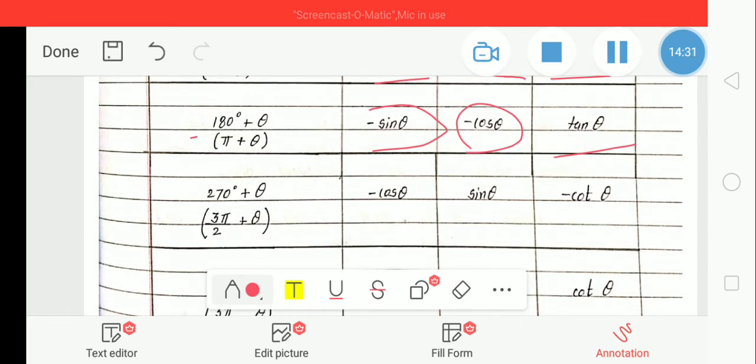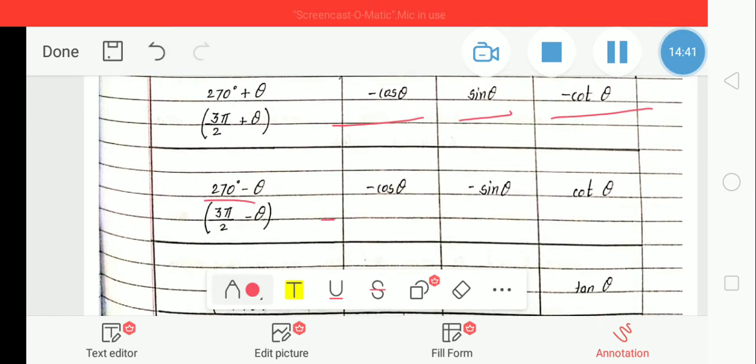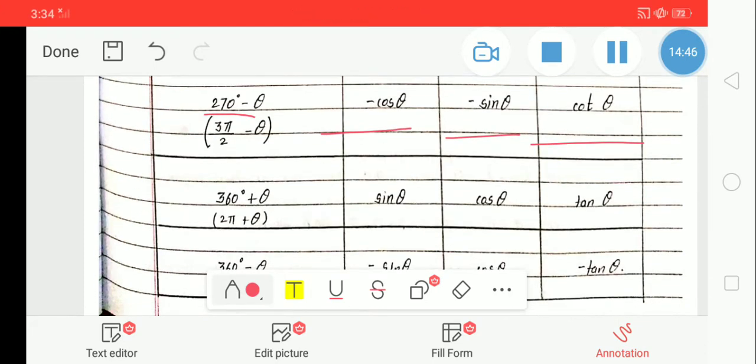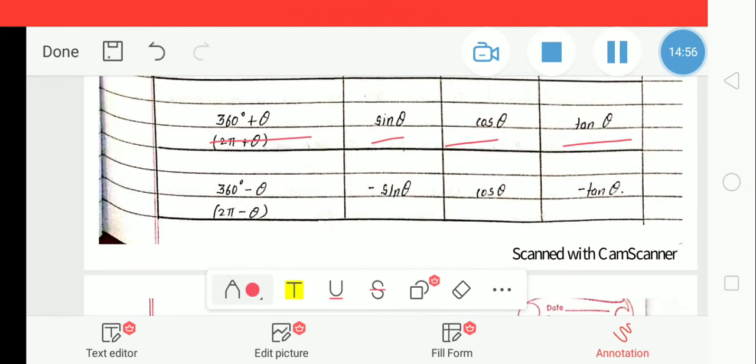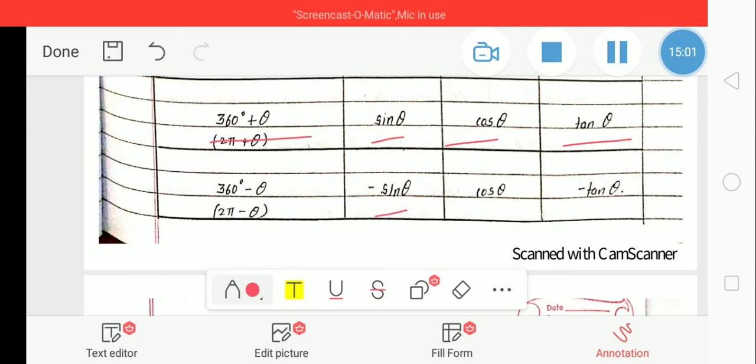For 270 plus theta, sin is equal to minus cos, and cos is equal to sin, and tan is equal to minus cot. For 270 minus theta, sin is equal to minus cos, and cos is equal to minus sin, tan is equal to cot. And here 360 plus theta, sin goes to sin, and cos is equal to cos, and tan is equal to tan, and 360 minus theta, sin goes to minus sin, cos is equal to cos, and tan is equal to minus tan. So these are also very important.